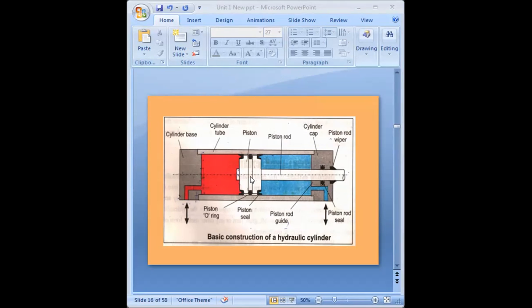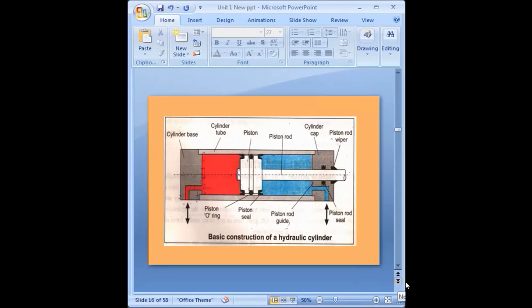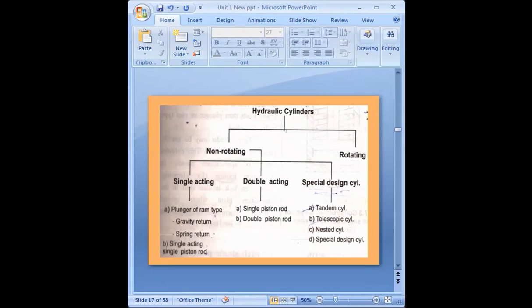I think you have drawn this diagram. Let us go for the next point, that is the classification of the hydraulic cylinder. Now we are going to see the various types of hydraulic cylinders. Various designs of hydraulic cylinder cover such a wide range that it would be beyond the scope of applications also. Now, as per the syllabus, we'll go for this classification.